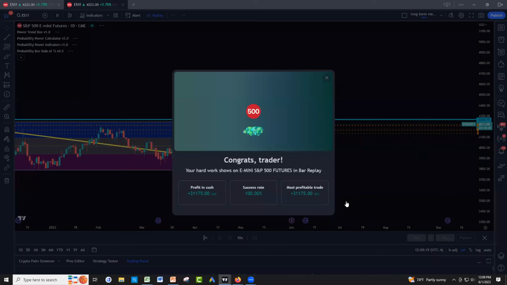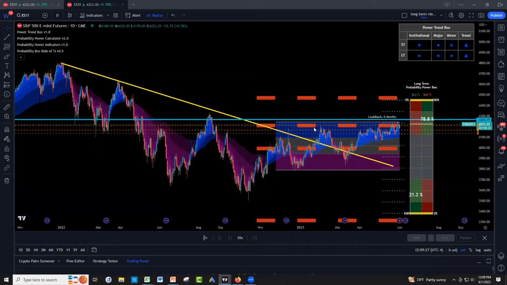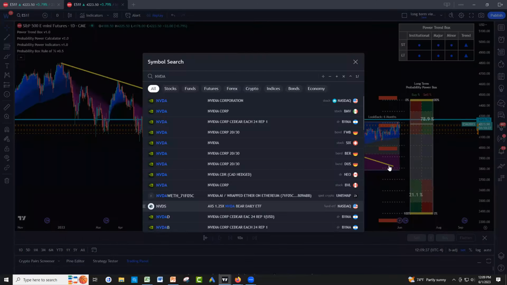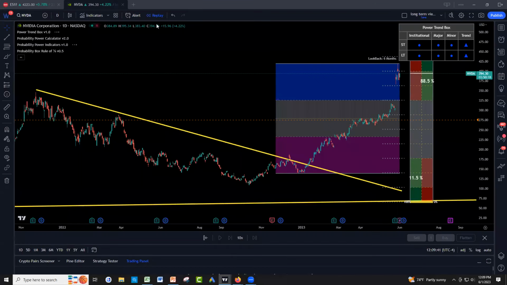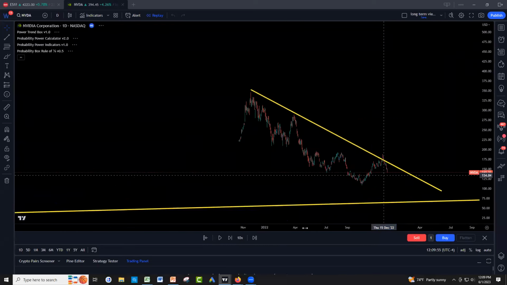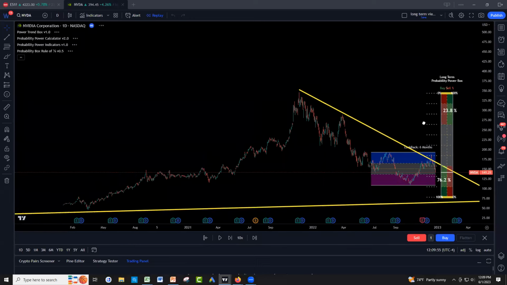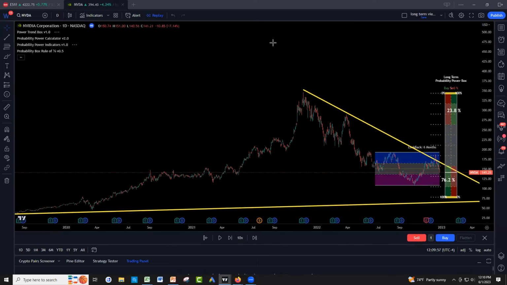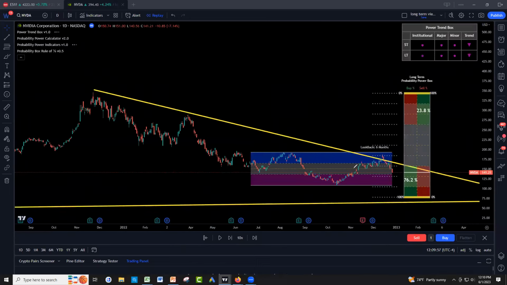So especially if you do long-term investing, same principle here, Nvidia, right? Which has been a very hot stock. You see it here. This is the downtrend. This year, we break the downtrend. We look here, you can do a replay, same idea. You reposition the bar here. What was the bar here? And look what we have. 76% chance of a buy, right?